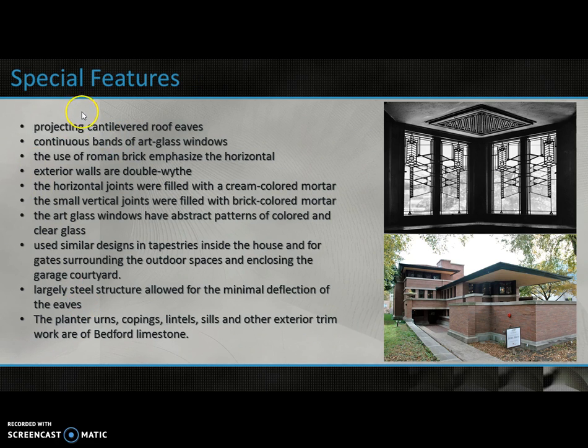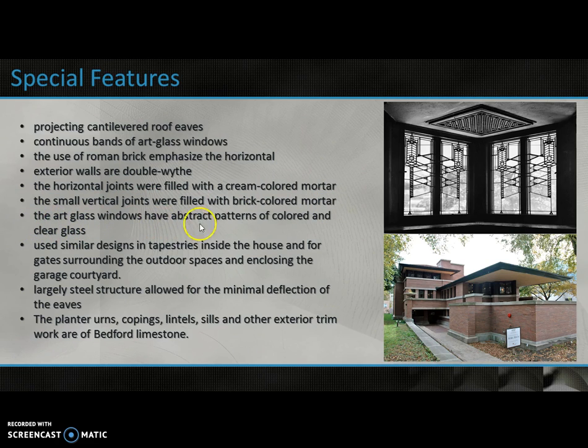The Robie House has several special features that carry on throughout all of the buildings that Wright has built. Here are some projecting cantilevered roof eaves, continuous bands of art glass windows. The use of Roman brick emphasized the horizontal. Exterior walls are double wythe. The horizontal joints were filled with a cream-colored mortar. The small vertical joints were filled with brick-colored mortar.